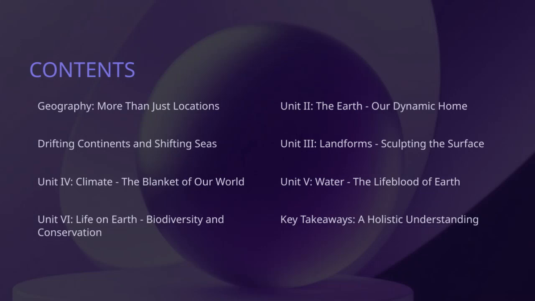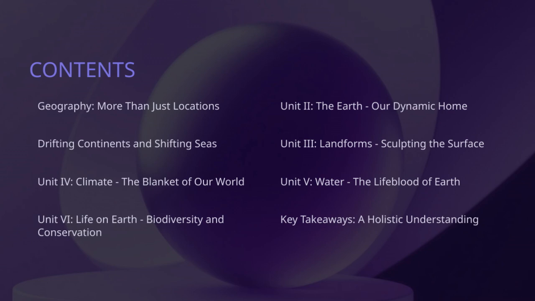Let's explore the key takeaways that help us develop a holistic understanding of our planet. First, we have Unit V, water, the lifeblood of Earth. Water is essential for all life forms and shapes many of our natural processes. Next, Unit III, landforms sculpting the surface, which highlights how the Earth's surface is constantly changing through natural forces, creating mountains, valleys, and plains. Moving on to Unit II, the Earth, our dynamic home, emphasizing that Earth is a constantly evolving planet with dynamic systems.